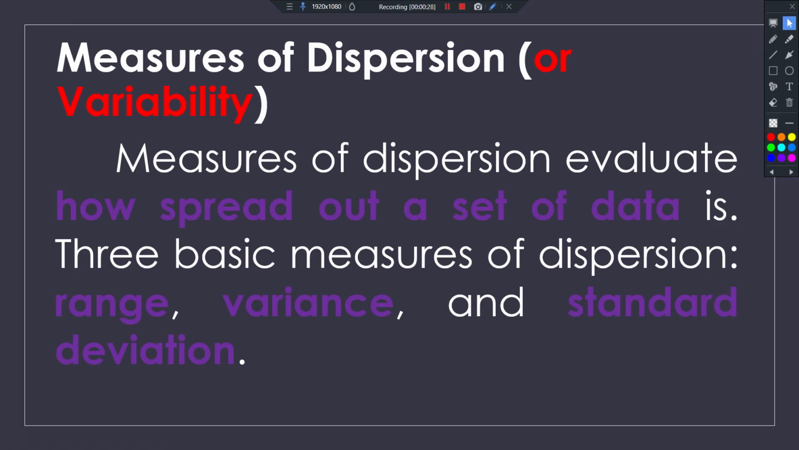Measures of dispersion evaluate how spread out the set of data is. So, for example, there are two groups with the same average. For us to know which group performs better, we can use the measures of variability, also known as measures of dispersion. Furthermore, there are three basic measures of dispersion: the range, the variance, and the standard deviation. Again, there are three kinds: range, variance, and standard deviation.